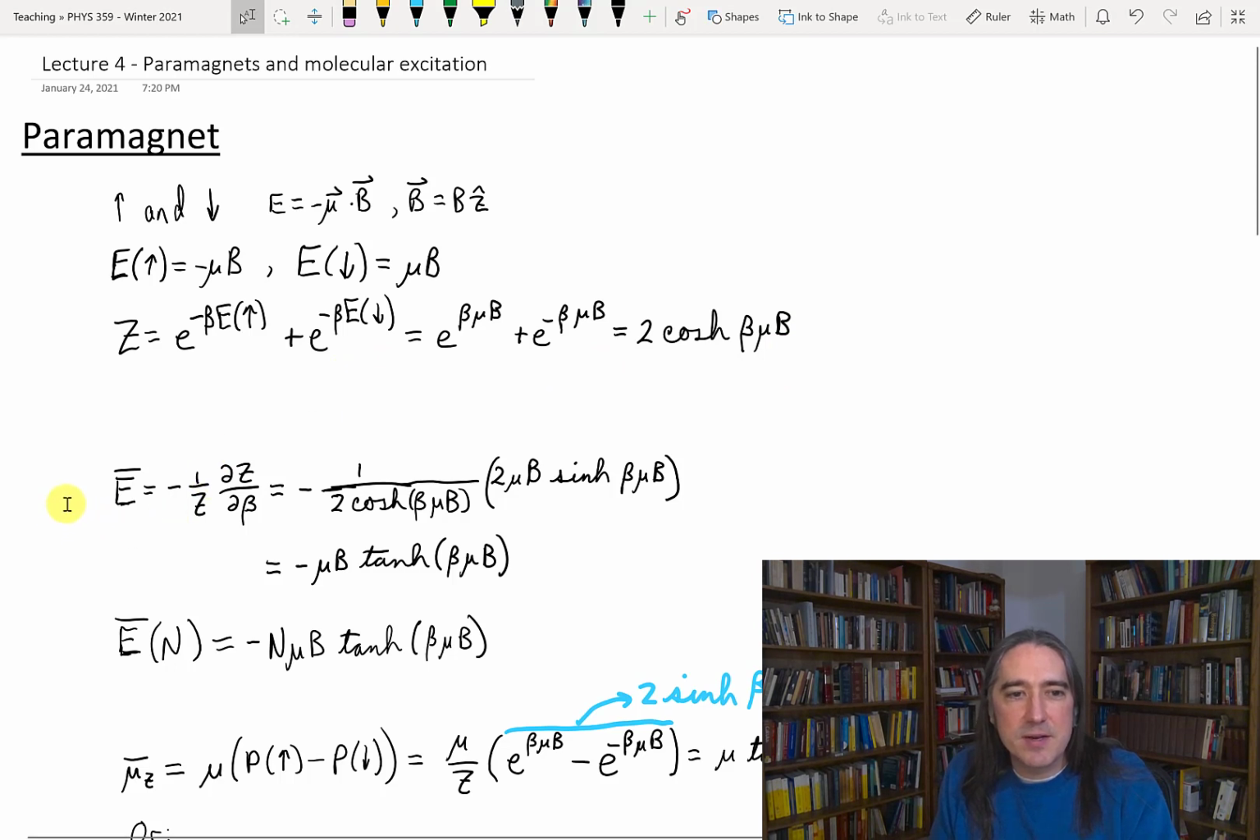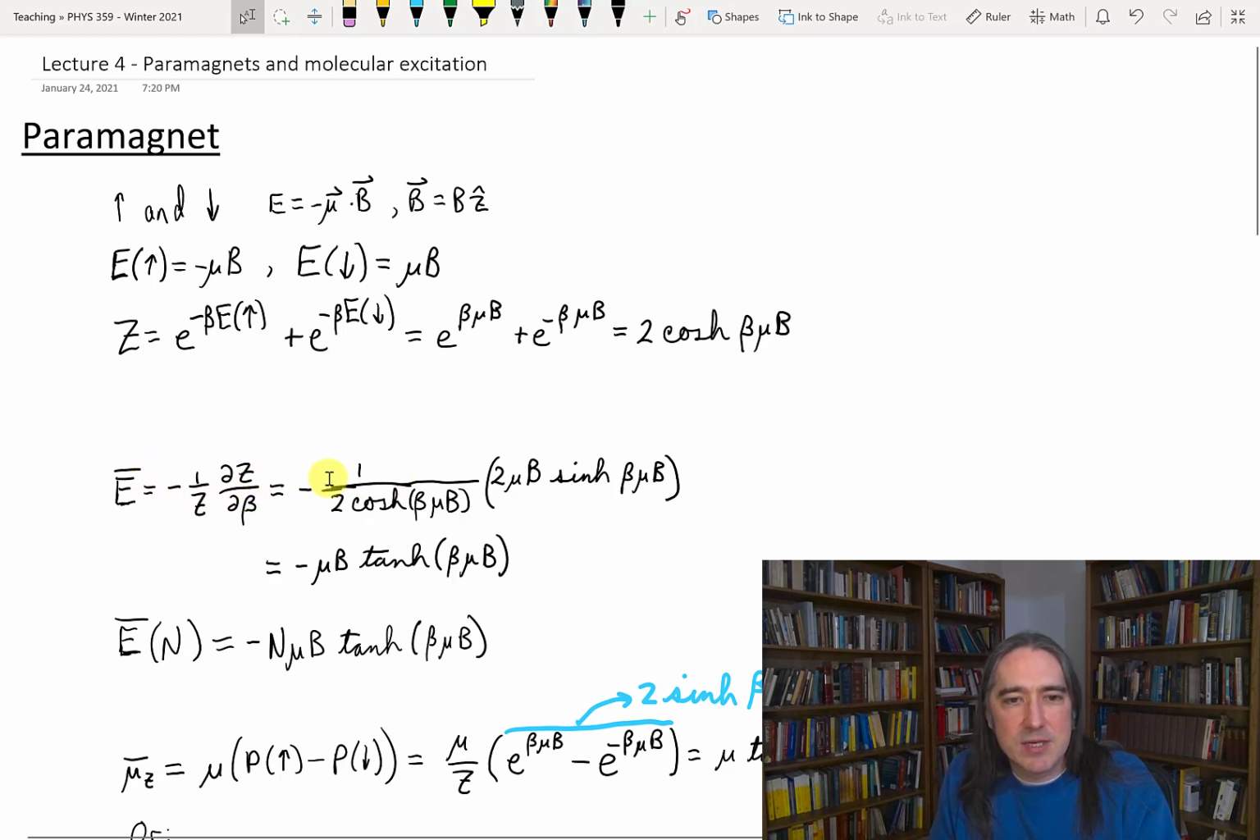So the first thing to look at is the average energy that a dipole will have in a certain field at a certain temperature. Again, from last lecture, we know that the average energy, or the expectation value of the energy, is minus 1 over Z dZ/dβ. There's a slightly easier way to remember, which is minus d/dβ of log Z, but in this case, to do the actual calculation, taking the log of cosh is not going to be terribly helpful. So, minus 1 over Z dZ/dβ.